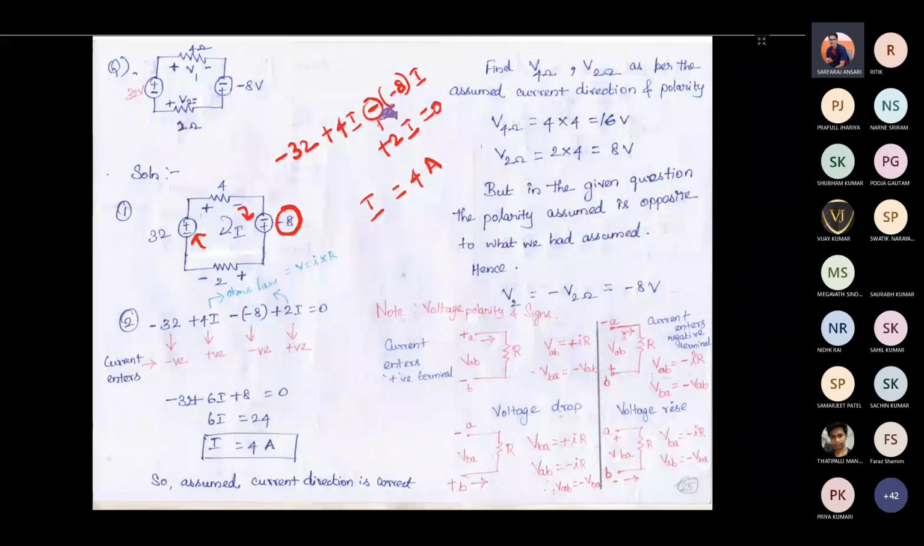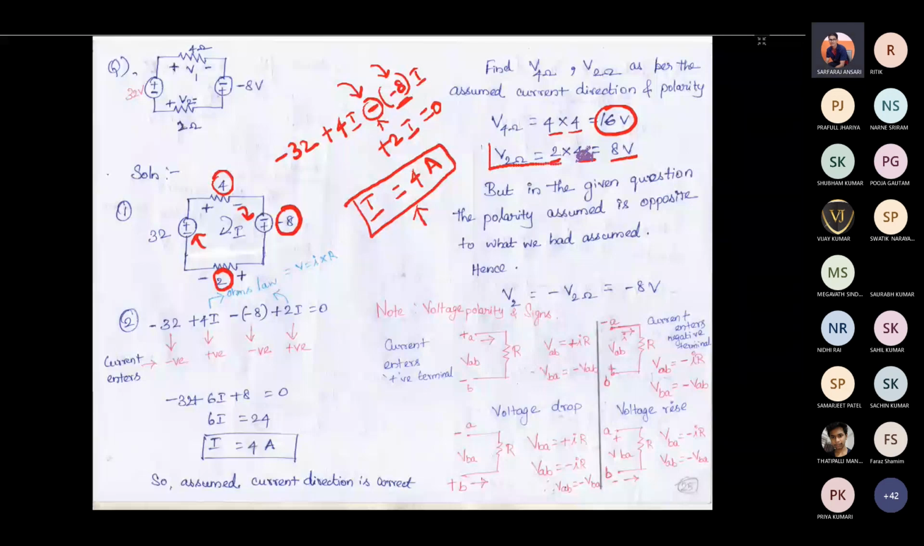This negative sign represents that the current is entering the negative polarity of the voltage source, so I have mentioned the negative polarity here. Then for this, I have mentioned the minus 8 volt. So I have got I as 4 ampere. Based on this current direction, you find the voltage across individual elements. This is the 4 ohm resistor, and this is the 2 ohm resistor. The voltage across this 4 ohm resistor is 16 volt, because I into R, 4 into 4, is 16 volt. Here 2 into 4, that is 8 volt. This is V2, the voltage across the 2 ohm resistor, which I have found.